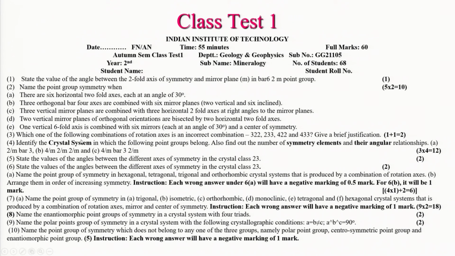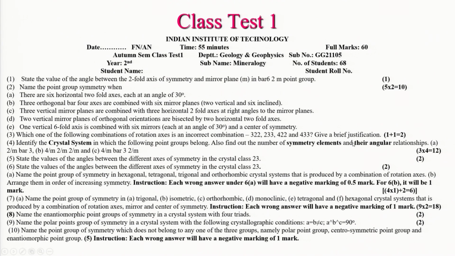So, I will request all of you to carefully study these 32 point groups, so that you will be able to solve this particular question here. In question 3, which one of the following combinations of rotation axis is an incorrect combination? I have given 4 combinations of rotation axis, that is 3 2 2, 2 3 3, 4 2 2 and 4 3 3. Which one of these is an incorrect combination?